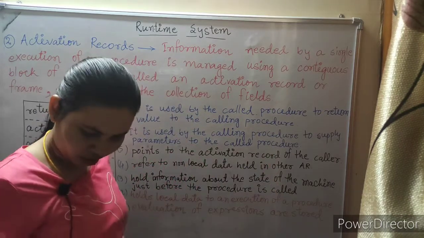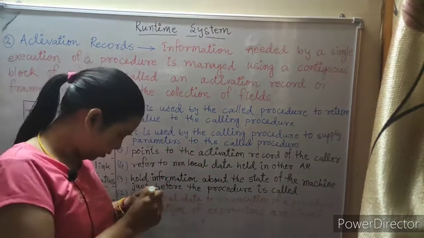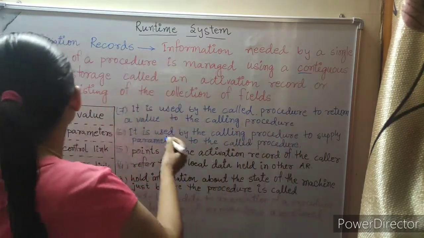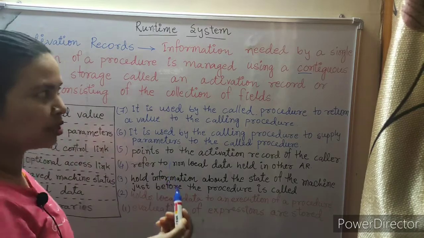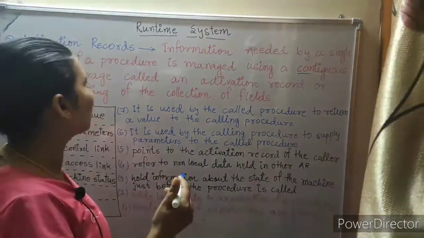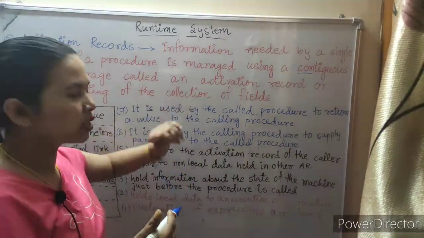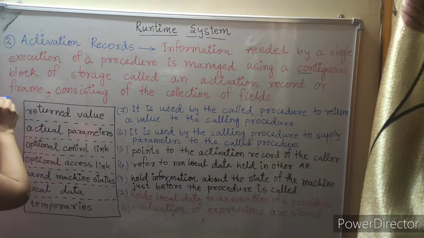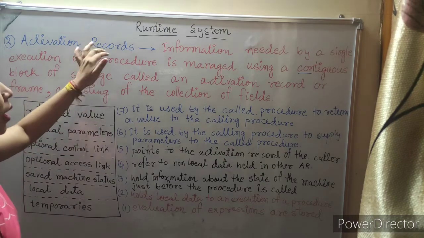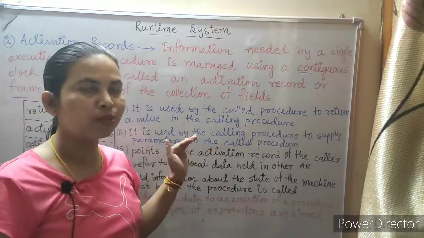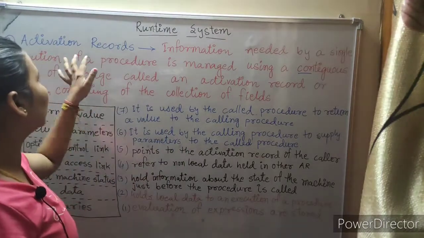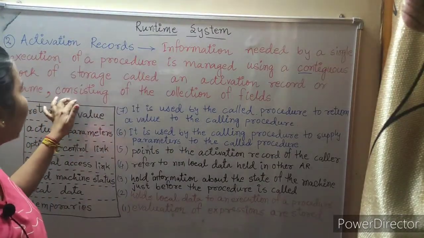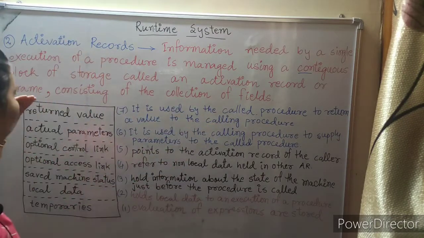contiguous block of storage. Contiguous means continuous. A continuous block of storage is called an activation record. This is the continuous block. It is called an activation record or frame. Another name for activation record is frame. Maybe in the exams they will ask what is the other name of activation record? That is frame.